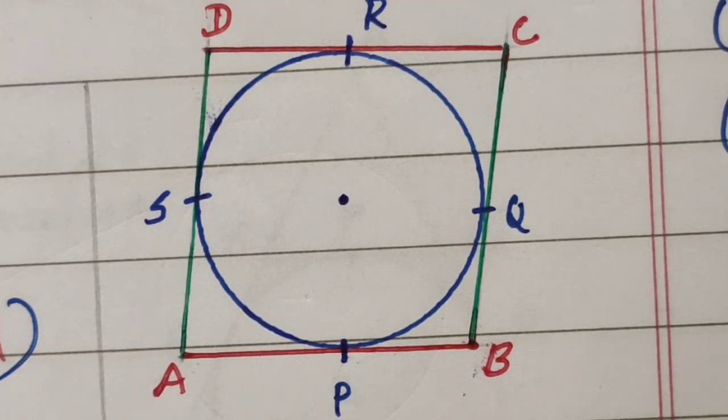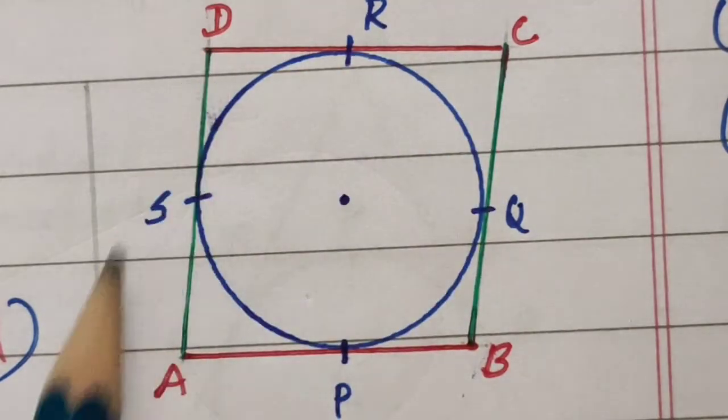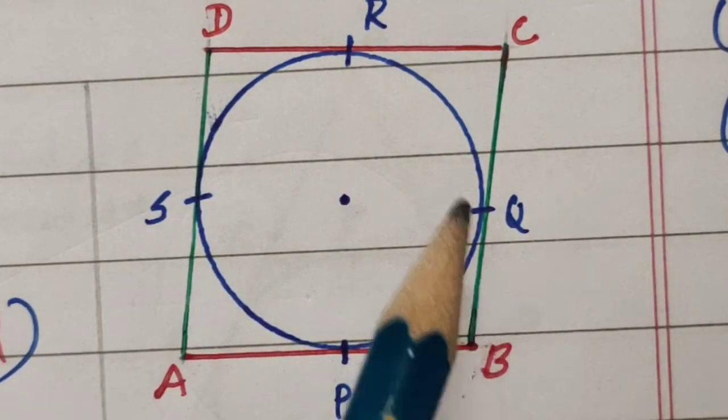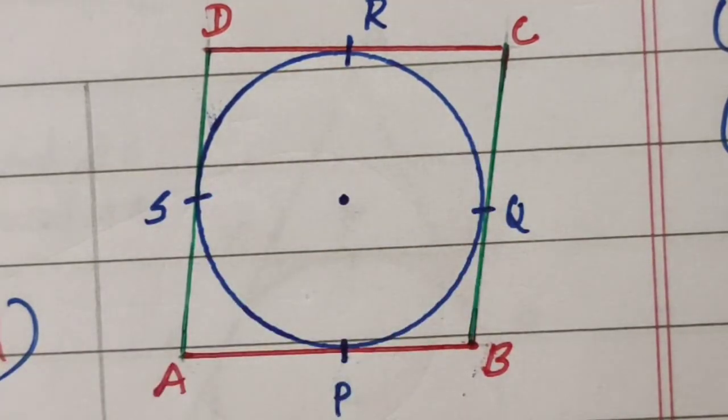Because it is a parallelogram, the opposite sides are already parallel. So we need to prove that all sides of this parallelogram are equal to prove it is a rhombus. That is, if all sides of a parallelogram touch a circle, it is going to be a rhombus.